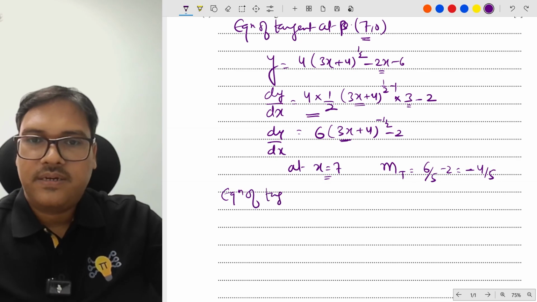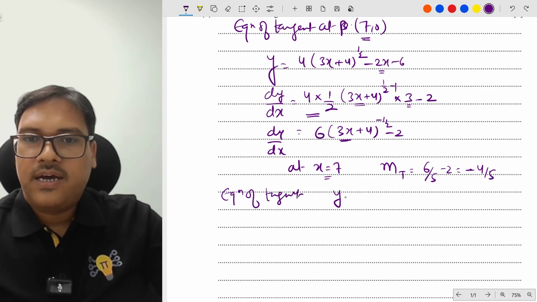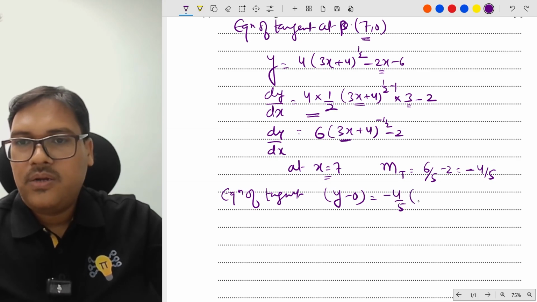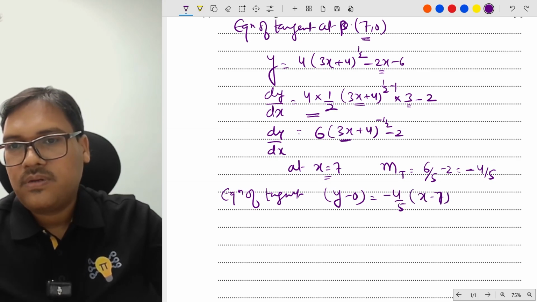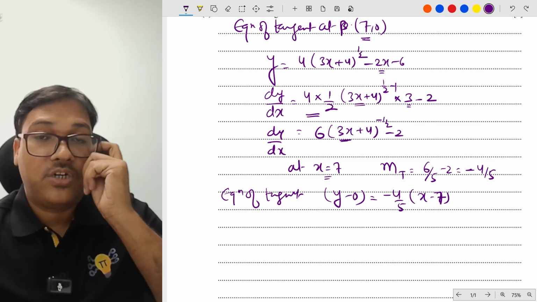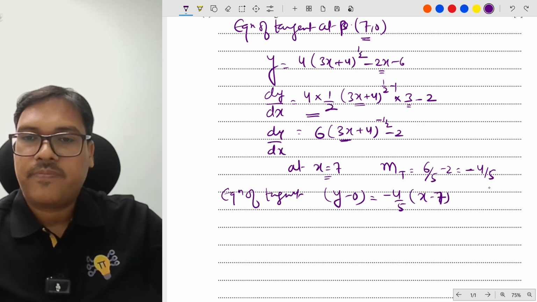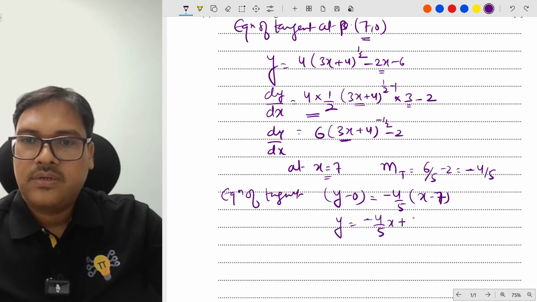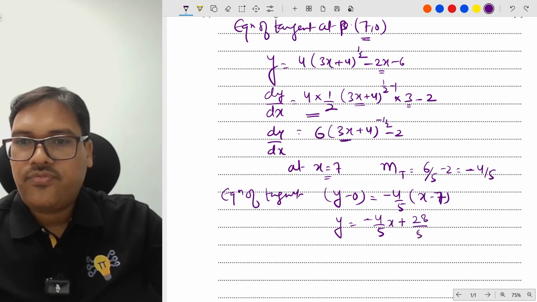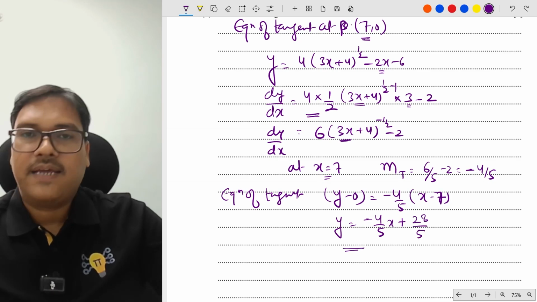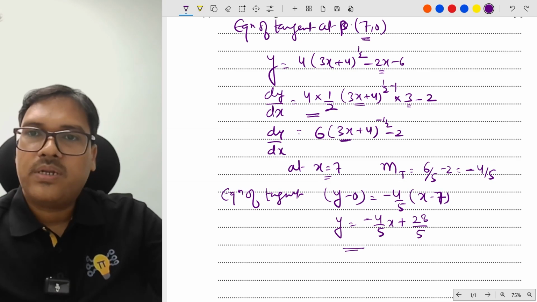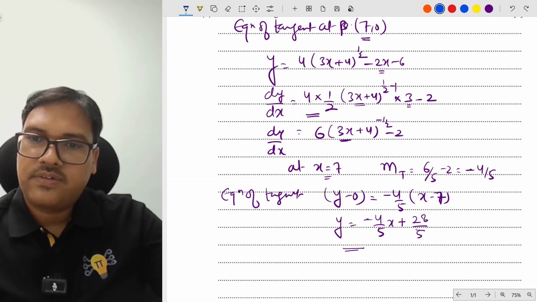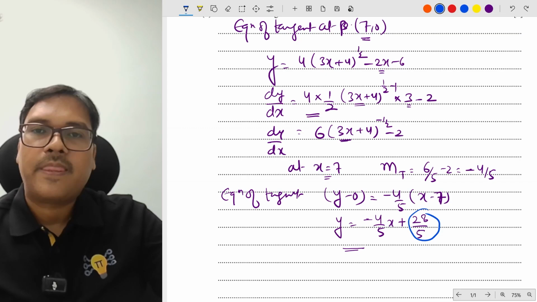Equation of tangent: y minus y1 is equal to m into x minus x1. The tangent is passing through (7, 0) and the gradient is minus 4 by 5. So this is y is equal to minus 4 by 5 x plus 28 by 5. This is the equation of tangent. So you can see what is the y-intercept. This is the y-intercept, which is 28 by 5.